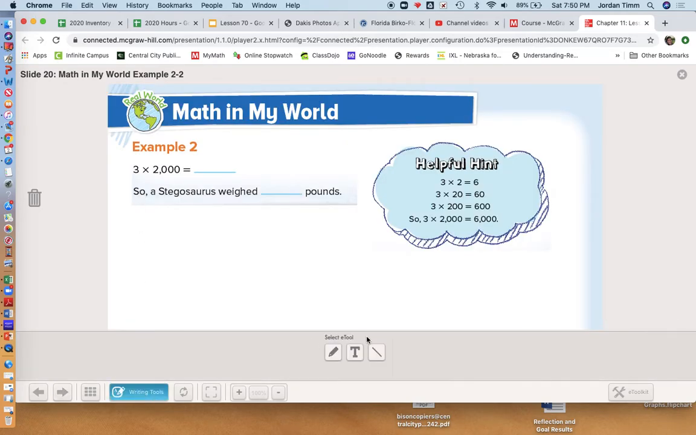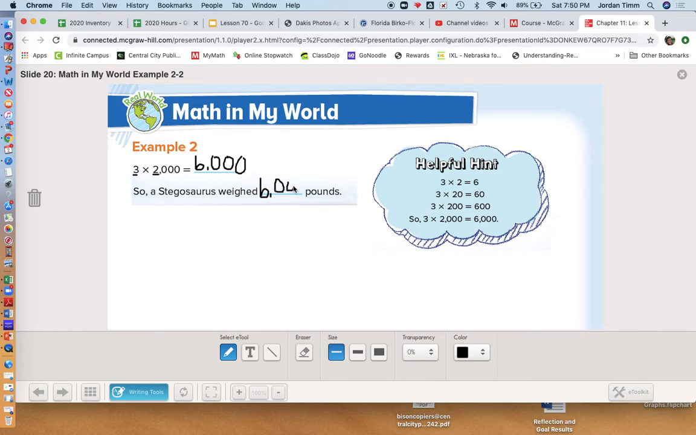Remember our little trick for this. 3 times 2 is 6, and then how many zeros? 3. So a Stegosaurus weighs 6,000 pounds. So again, to reiterate, 16 ounces in 1 pound, 2,000 pounds in 1 ton.